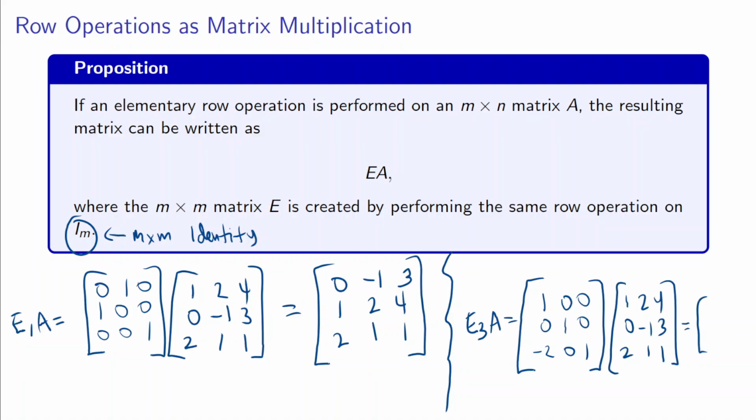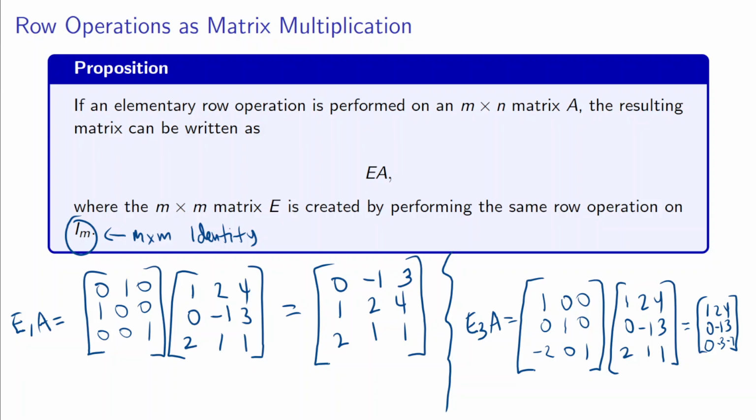Okay, and the result here, we just go through carefully. So we get 1, 2, 4. Row 1 didn't change. Row 2 doesn't change. But then we get to row 3, and you can see we're going to do negative 2 times each element in row 1 plus whatever we had in row 3. So we'll have negative 2 plus 2, so that's a 0, and then negative 4 plus 1, so negative 3, and negative 8 plus 1, so negative 7. And so you can see that this is essentially the same as taking our matrix A and doing that replacement, that row 3 minus 2 row 1, and you can double check that.